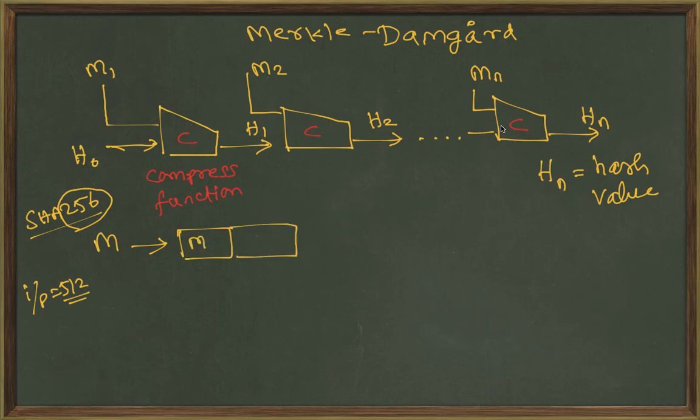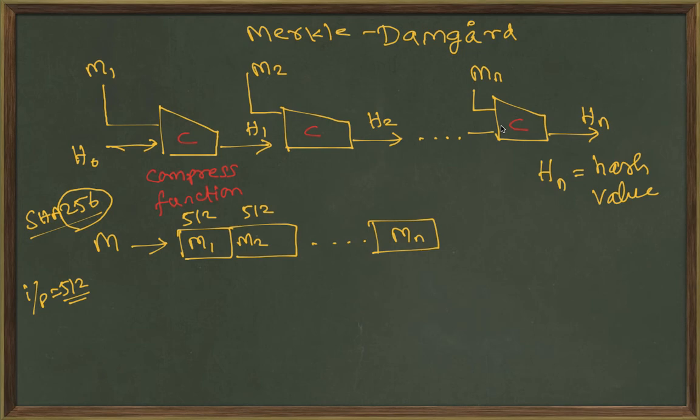So let's say m1, m2 up to mn. You are dividing your message into 512-bit blocks. Each block is 512 bits. If at the end there are not enough bits, typically you can add padding bits. So you add the necessary padding bits and make sure it becomes a multiple of 512.